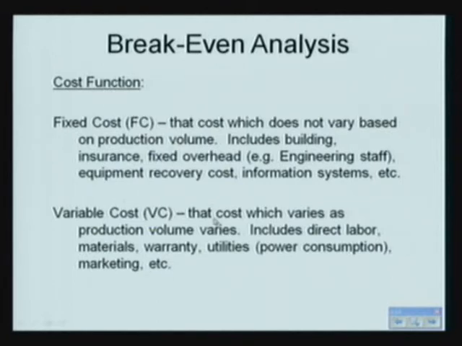The variable cost, on the other hand, is that cost which varies as production volume varies. And this includes things such as direct labor, the materials, warranty, utilities, marketing, etc. Typically, materials is one of the greatest components of the variable cost.